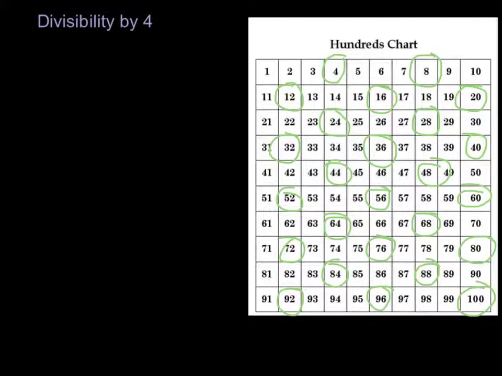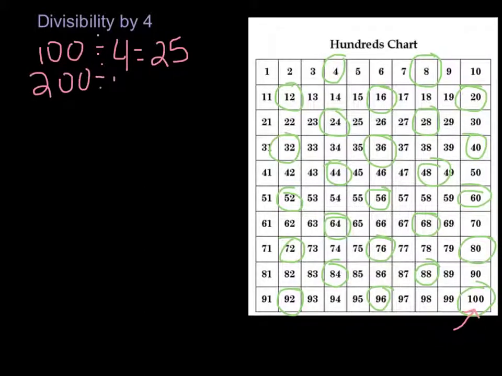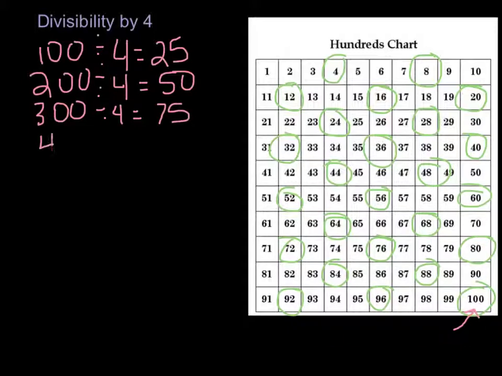And what I do want to point out about this hundreds chart is that the number 100 is divisible by 4, right? So 100 divided by 4 equals 25. So therefore, any multiple of 100 will be divisible by 4. So 200 divided by 4 is 50. 300 divided by 4 is 75. 400 divided by 4 is 100. And so on and so on. So the important thing to note from this hundreds chart is that any multiple of 100 will be divisible by 4. Any multiple of 1,000 will be divisible by 4.